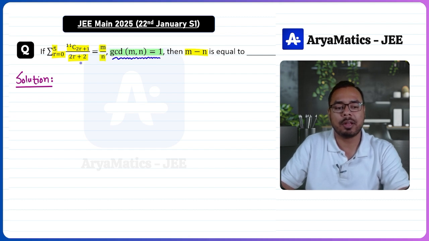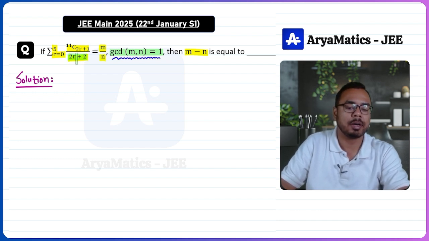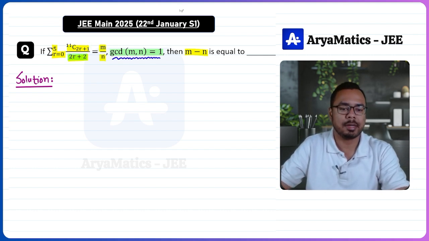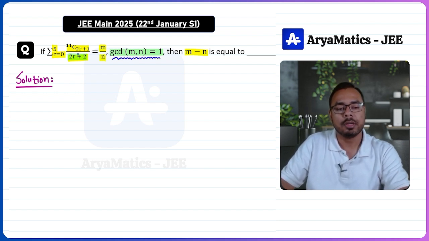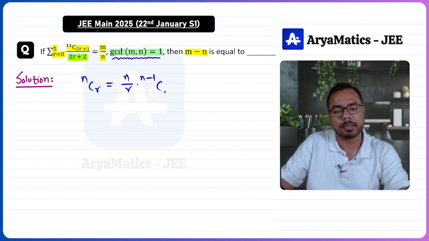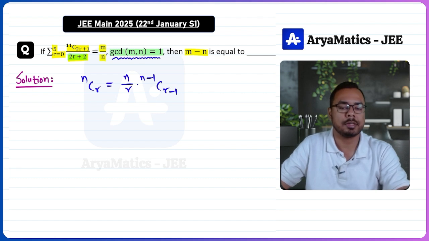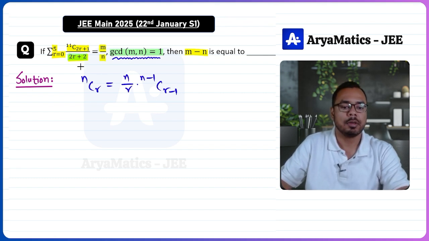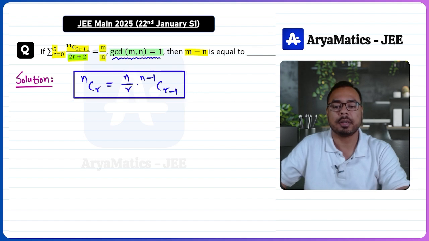Now, the general method of solving these types of problems, where you have a variable in the denominator, like 2r plus 1 or any function of r in the denominator, is to use the integration method. However, there is another much easier method using properties of binomial coefficients. So here we are going to use one important property: if I have nCr, then you can write this as n by r multiplied by (n minus 1)C(r minus 1). Right? This is one of the most basic properties of nCr, the binomial coefficient.